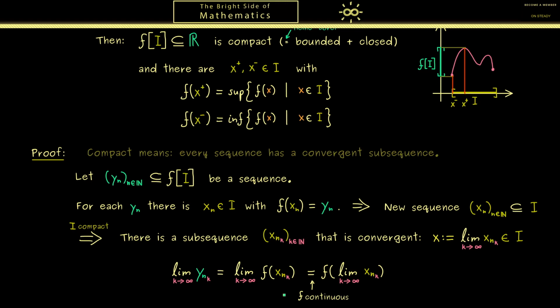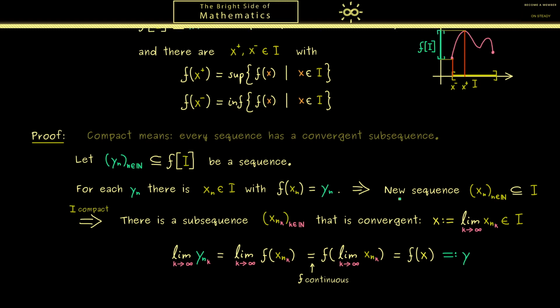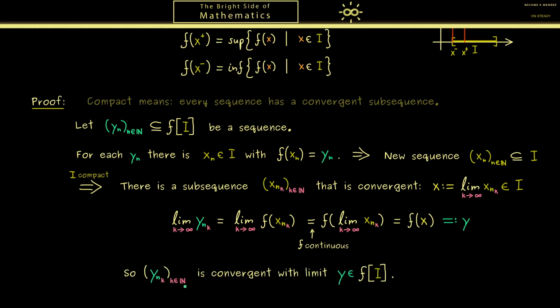Hence, by the definition of the continuity, we also know that the sequence of the images needs to be convergent as well. And this image f of x we can simply call y. And with this, you should see we have everything we need for compactness. Okay, so let's summarize that in a conclusion here. So our subsequence y_{n_k} is convergent and its limit y lies in the image f of I. And therefore f of I is compact. And therefore we have shown what we wanted to show in this video.